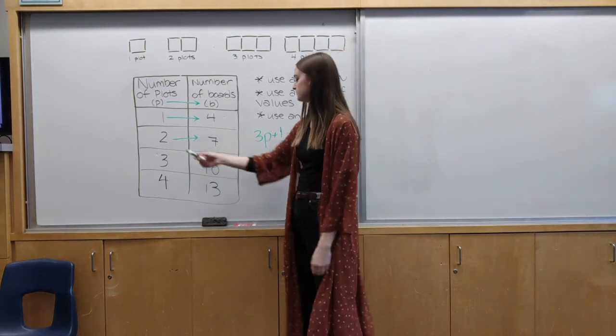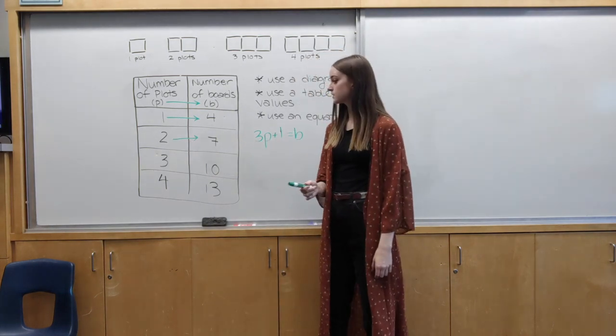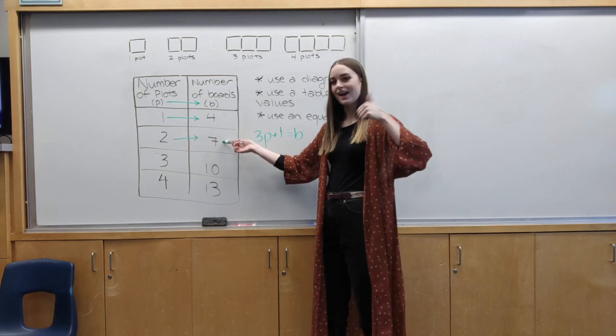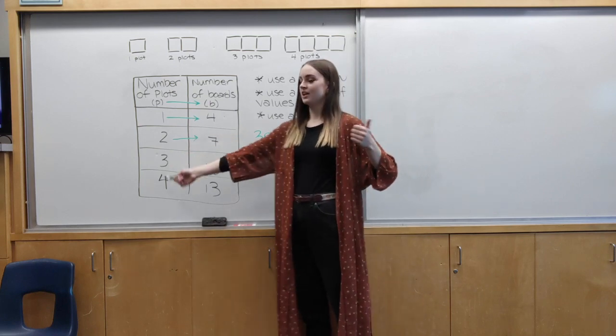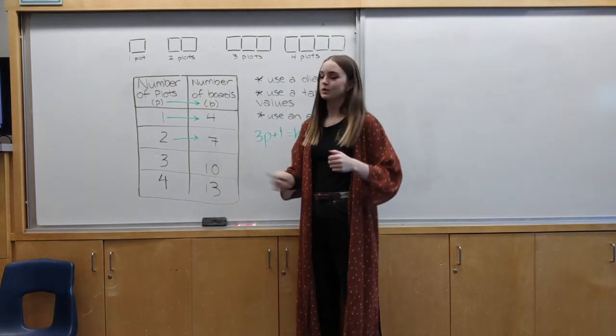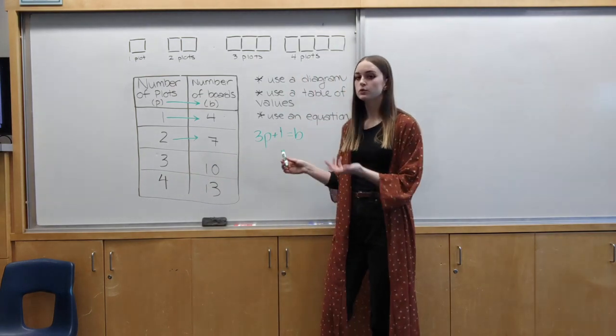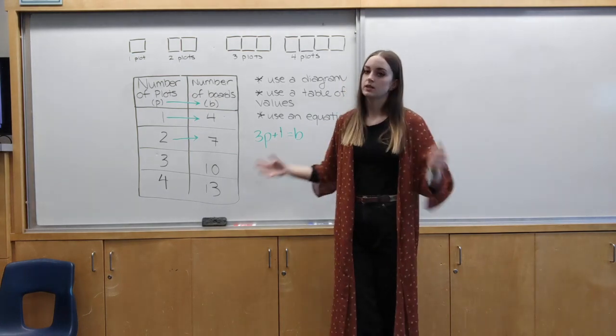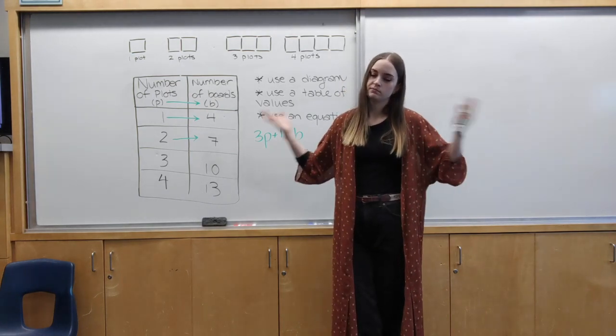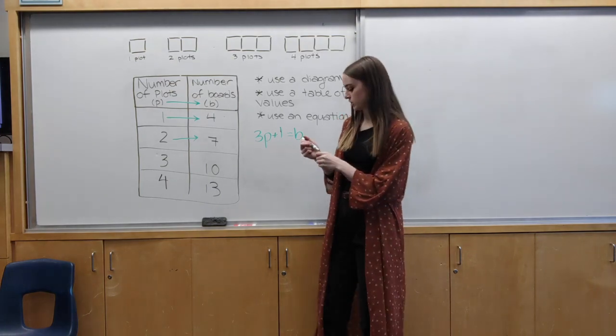Okay, let's try the next one. 2 times 3 is 6. In order to get to boards, I add 1. 3 times 3 is 9, plus 1 is 10. 4 times 3 is 12, plus 1 is 13. So you can use the table of values to get yourself the relationship as an equation as well. I know we already knew it, but now you can do both versions.